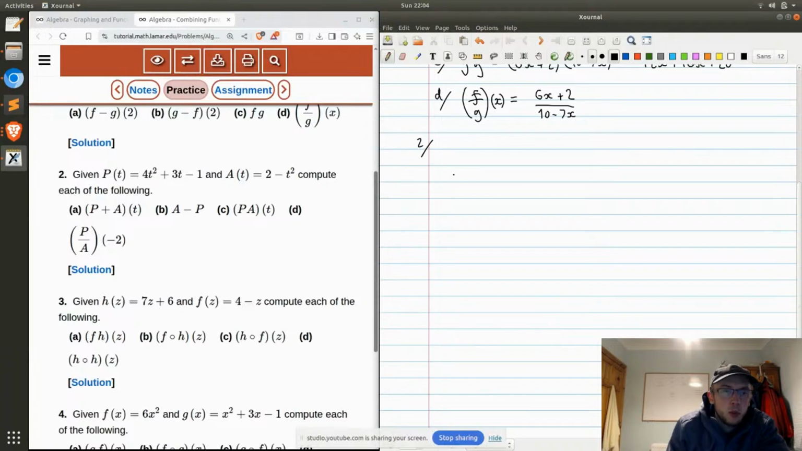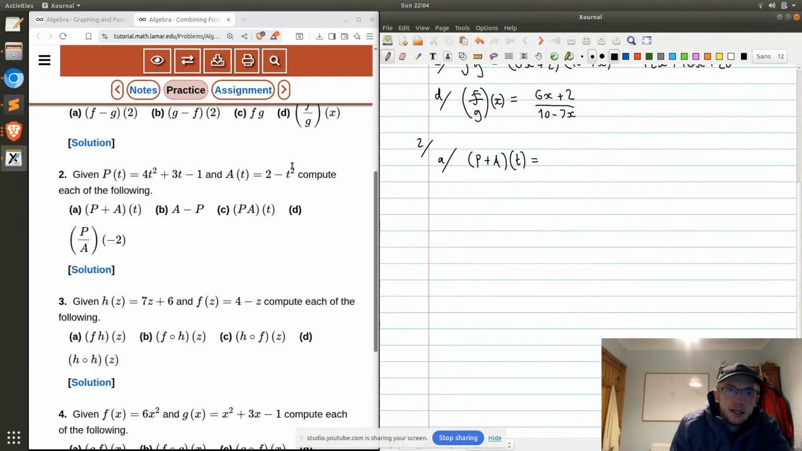In problem 2, we have a pair of functions, p of t and a of t. One reason why I really admire these notes is because they don't just do everything in terms of f and g. You know, a bit of notational variety, which is fantastic. Gets you all set up for everything. So first, we are to compute their sum. And for that, you simply add them together.